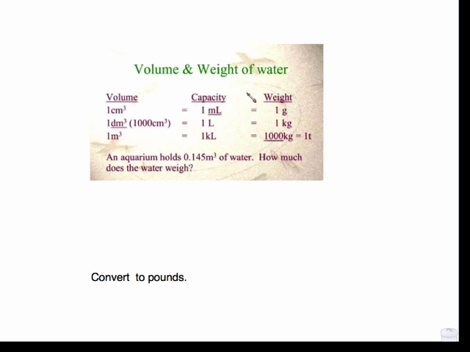Now there is a comparison between volume and weight of water. So these are your volumes. These are your capacities that we had last video, but now we have the weights. So this says an aquarium holds 0.145 cubic meters of water. How much does it weigh? Well, I need to get rid of cubic meters. It's going to go on the bottom. I want to find out how much it weighs, so it's going to have to be something out of this column. So cubic meters is right here, and it weighs 1,000 kilograms.